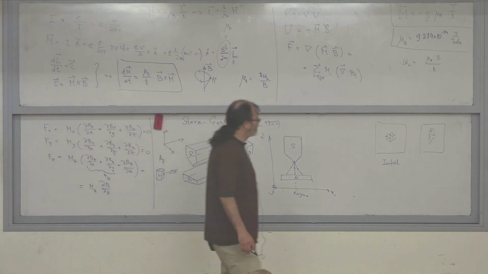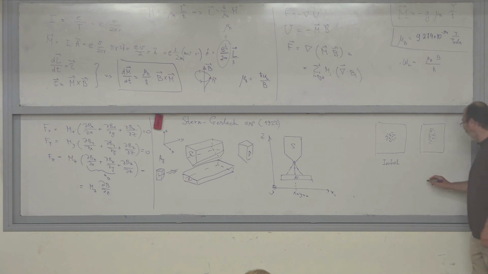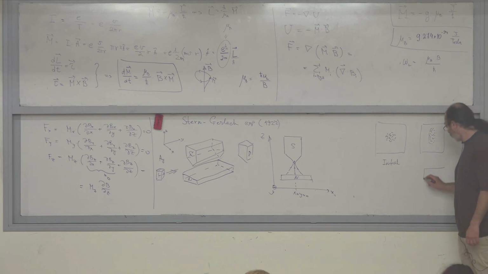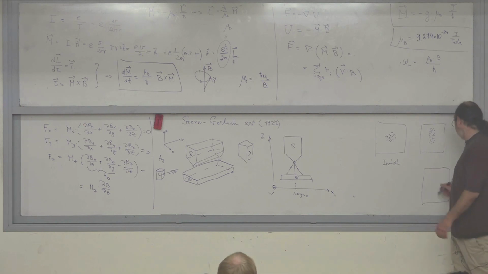Well, the famous experimental result that was observed by Stern and Gerlach was neither that nor that. The experimental result was like this. This is what they observed.